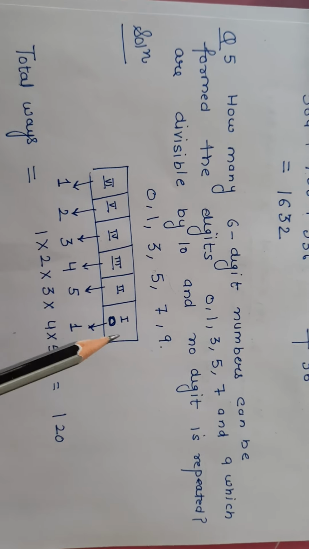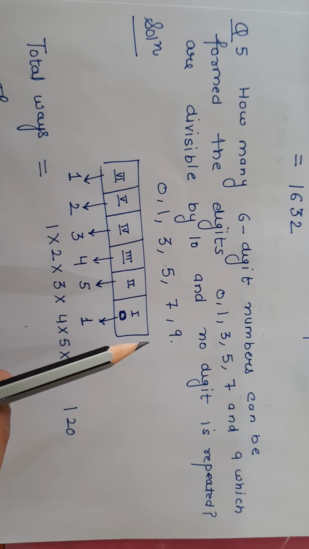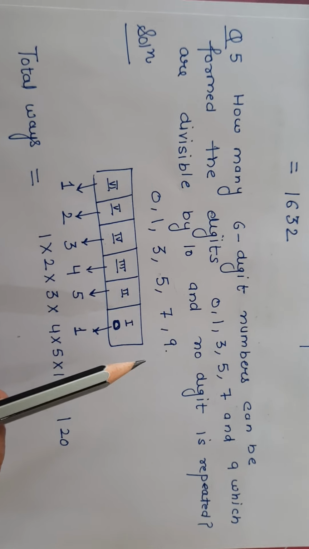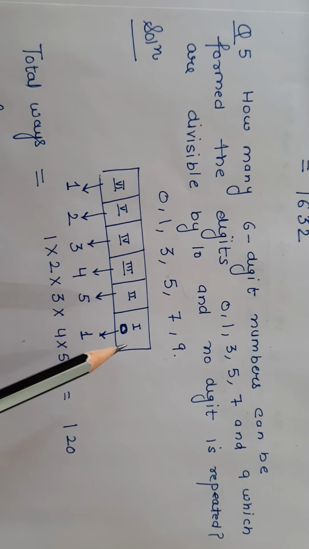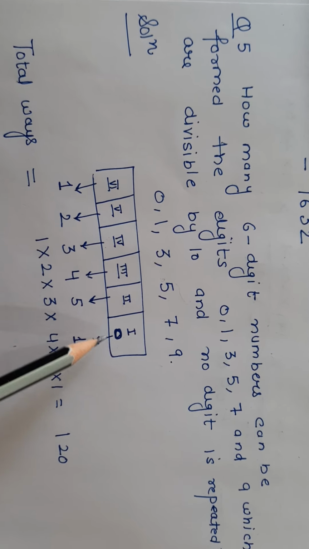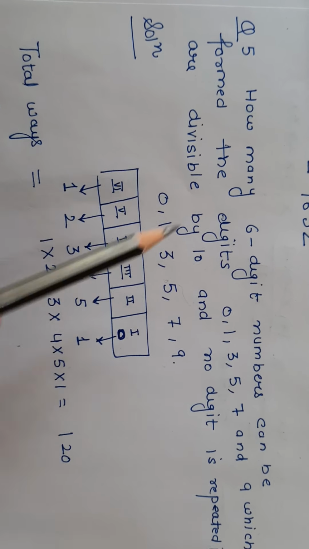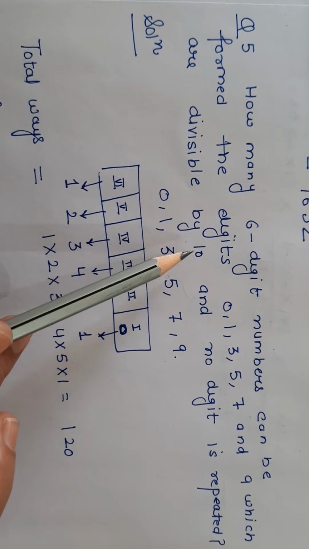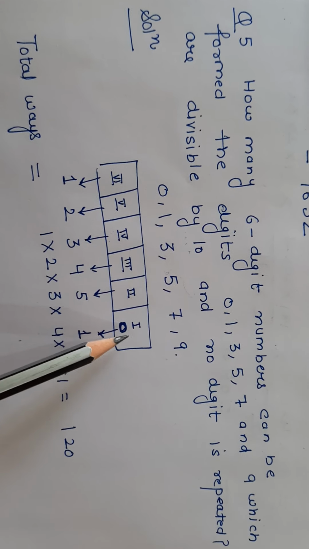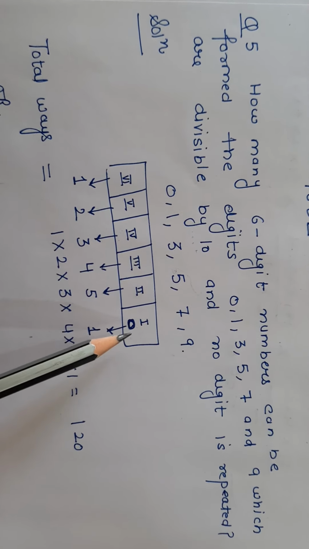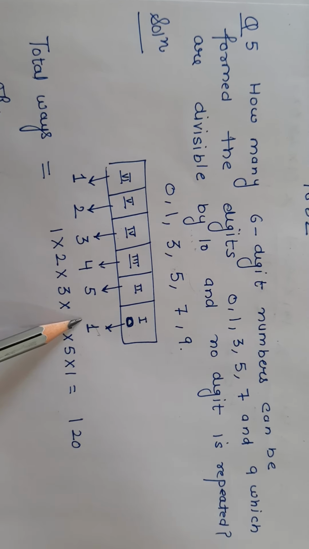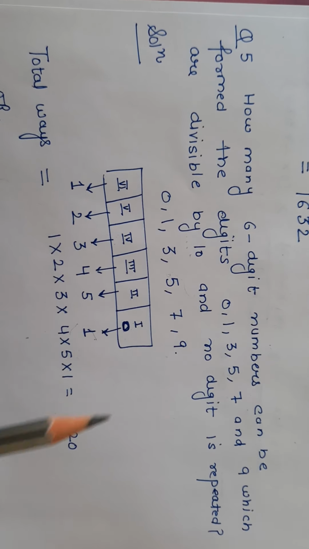So this place you have restriction. Whenever we have a restriction or condition on any place, we are going to start from that place only. Here you can write only 0 because you have to form the number which are divisible by 10. So the option for this place, you can fill this place with 0 only. So we have only one way to fill this first place.